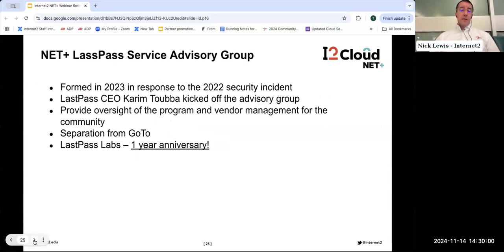So we mentioned that we started the Net Plus LastPass Service Advisory Board in 2023. This was in response to the 2022 incident that subscribers should be aware of.